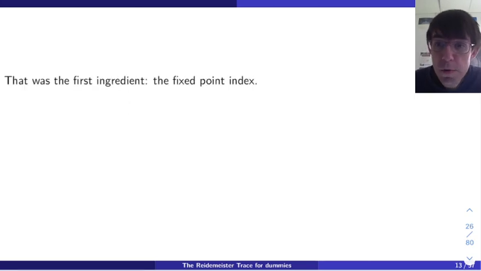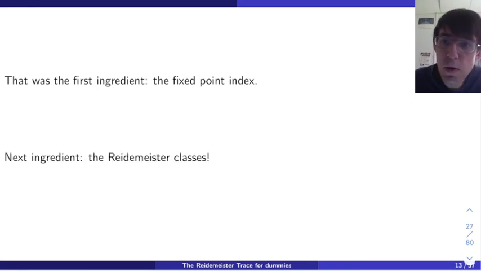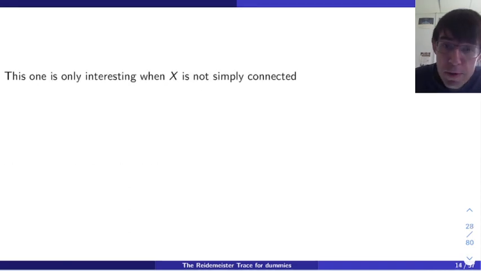Okay, so that was the first ingredient. I said there were two ingredients, the fixed point index, and the next ingredient is called the Reidemeister classes, where Reidemeister is a person's name, the same Reidemeister from knot theory. The Reidemeister classes, unfortunately, are only interesting when X, the domain, is not simply connected. That means this is only interesting when the domain is a space which has holes in it.